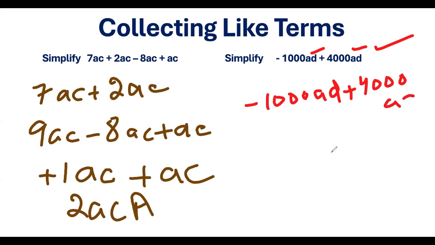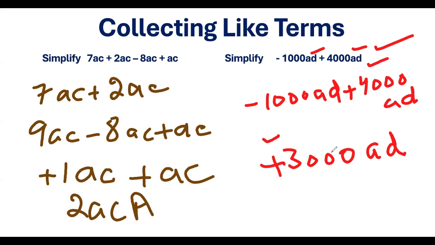These are like. One integer is having minus sign, and 4000 is having plus sign, so you have to subtract them. What is 4000 minus 1000? It will be 3000, right? Why is the plus sign there in the answer? Plus 3000 AD. Because the sign of the bigger integer should come in the answer, and 4000 is the bigger integer, so plus is there. Plus 3000 AD is the answer.